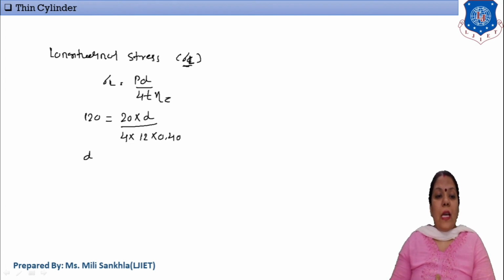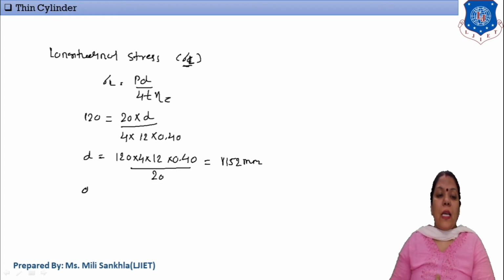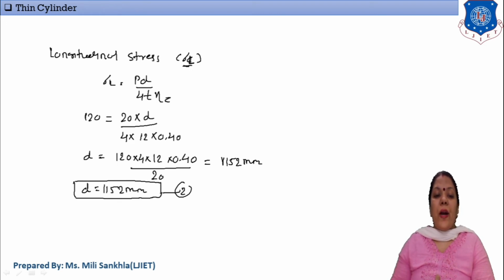Now make D the subject. 120 into 4 into 12 into 0.40 divide by 20, and my diameter D is equal to 1152 mm. This is my second diameter. Now in this example we are asked to find out the safe diameter. So first of all, write down the heading here. Now I will explain which one is taken from these two values of diameter.